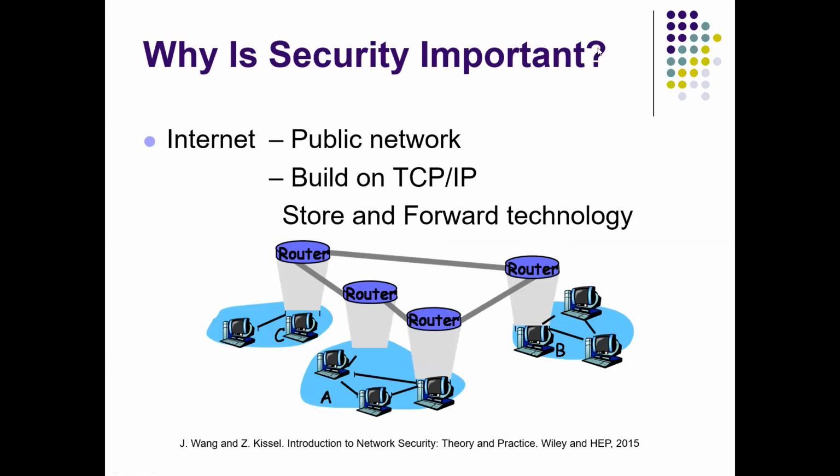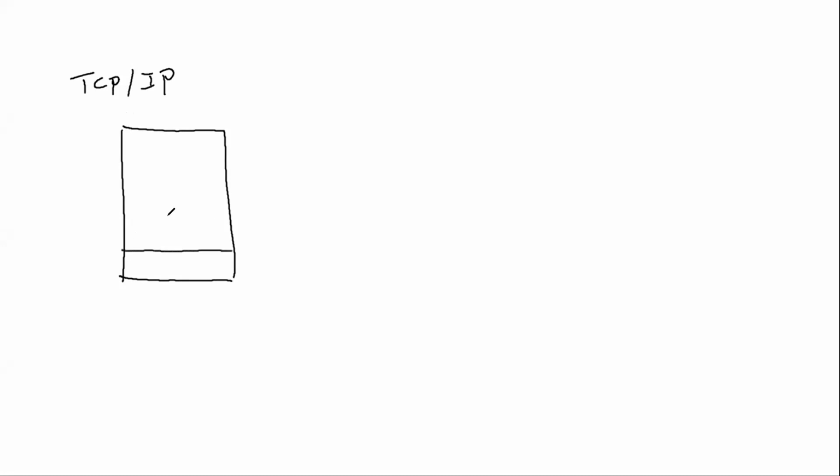Now let me open up a separate screen so that we can draw something up here. Okay, so TCP/IP technology divides this network architecture into 5 layers. At the bottom is the physical layer.